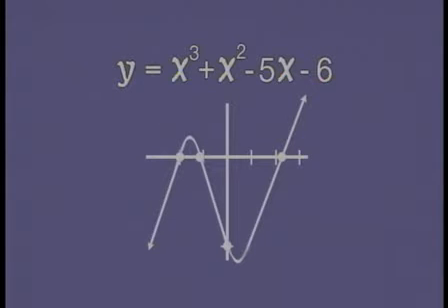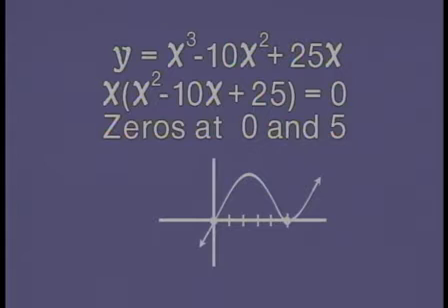So let's look at one more. The next visual shows us y equals x cubed minus 10x squared plus 25x. What's different about this particular one? So far we've looked at cubics. What's different here is it has no constant term. What does that mean? Well, that means the y-intercept is 0.